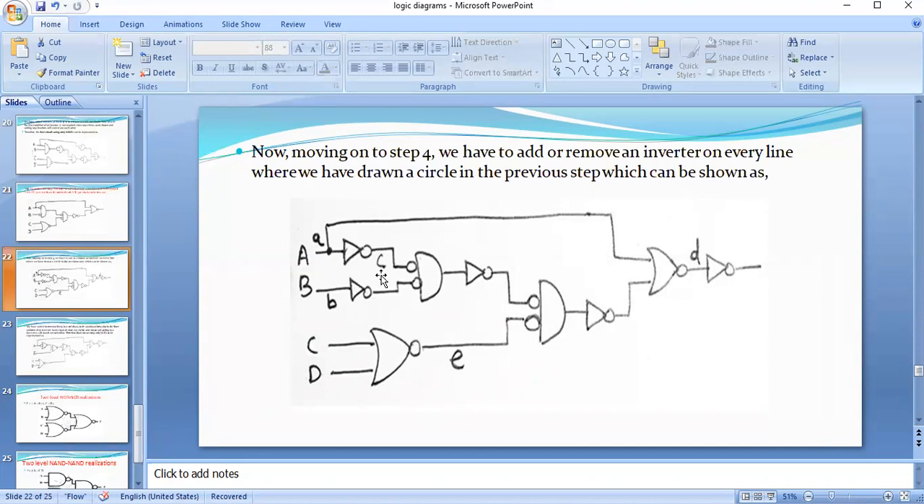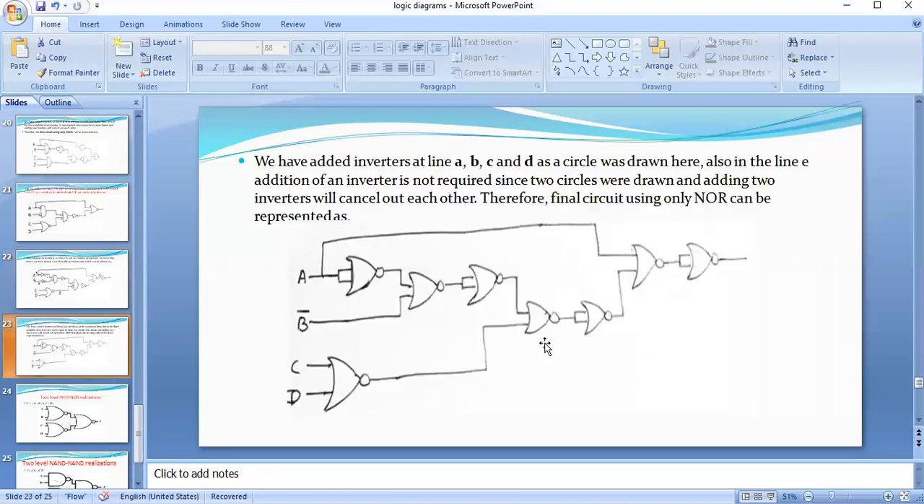Okay, so what we have to do in the next step is simply replace the bubbled OR gate with a NOR gate, and the bubbled AND gate with a NOR gate. And instead of this inverter, you have to place another NOR gate. If we have any double inversions on the same line, we may cancel them. So after the replacement, we may cancel the double inversions. So this is the final diagram, and we have only NOR gates in this problem.